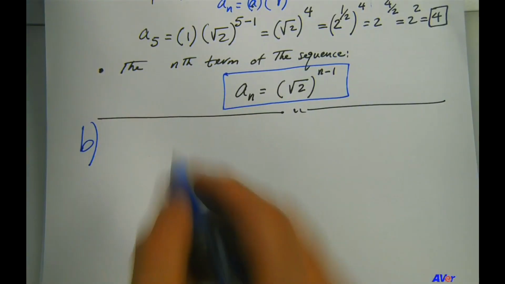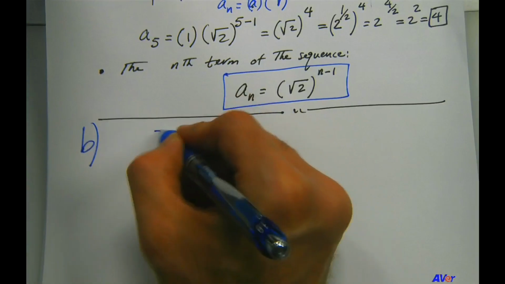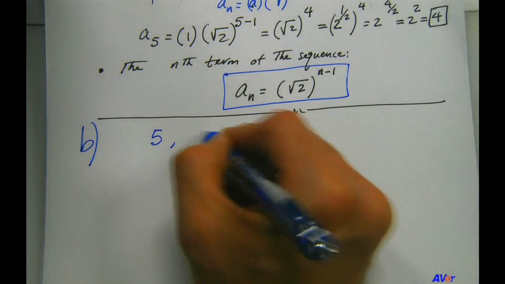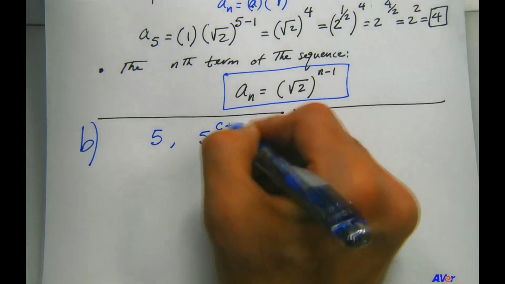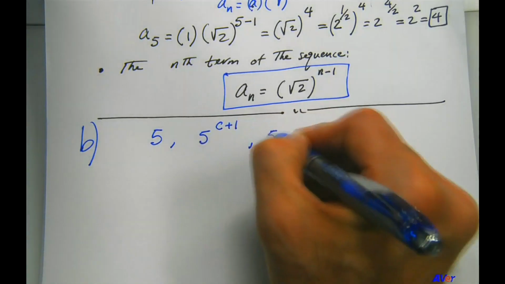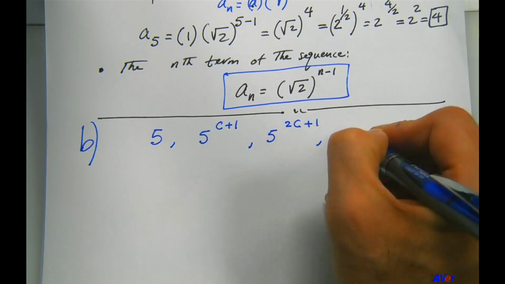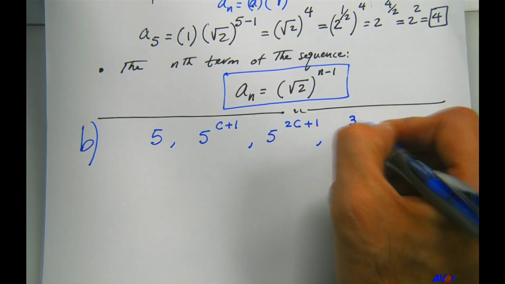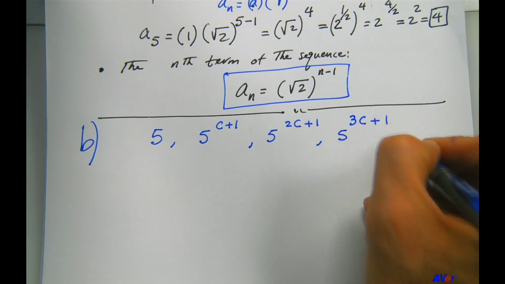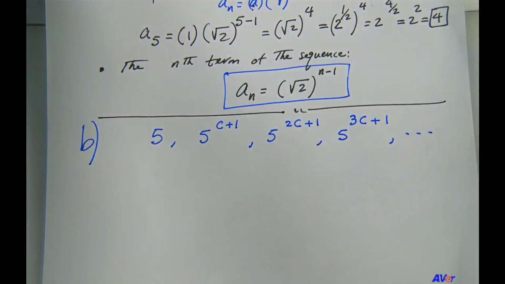And here's the sequence that we are given here. 5 to C plus 1, 5 to 2C plus 1, 5 to 3C plus 1, and then, of course, the 3 dots that indicate this is an infinite geometric sequence.